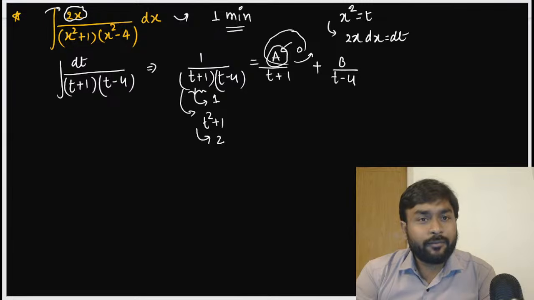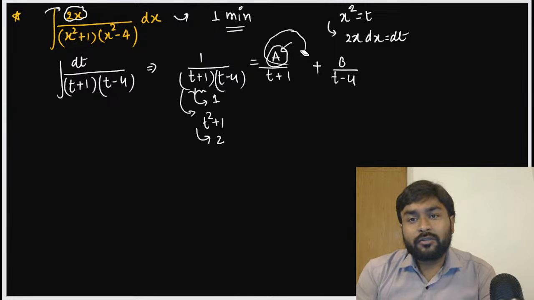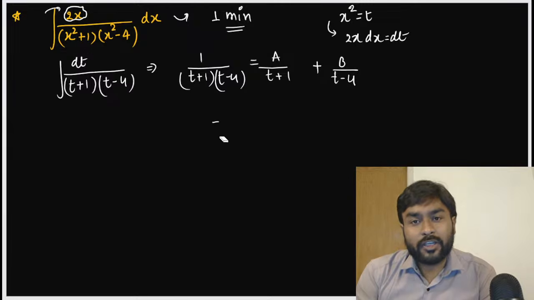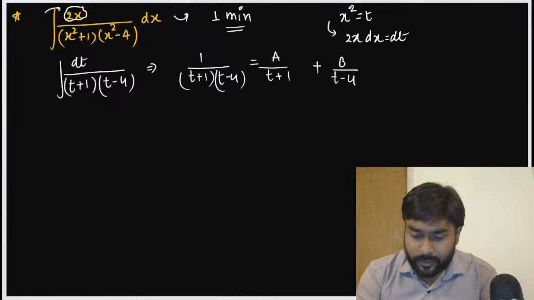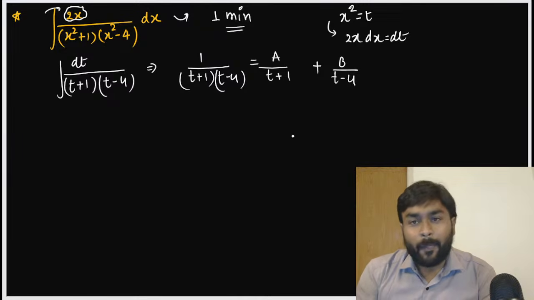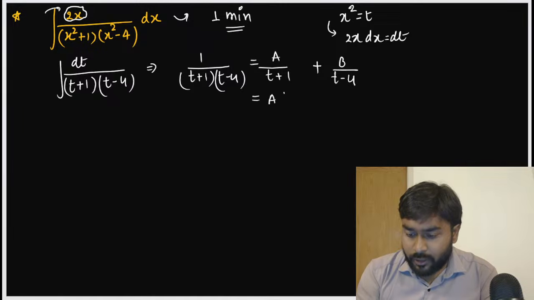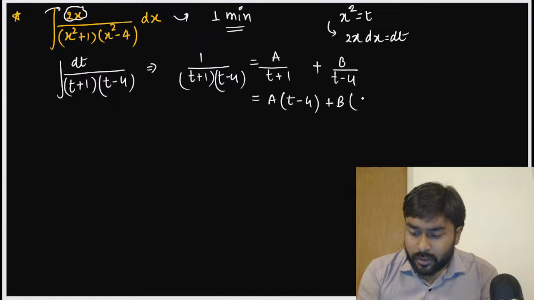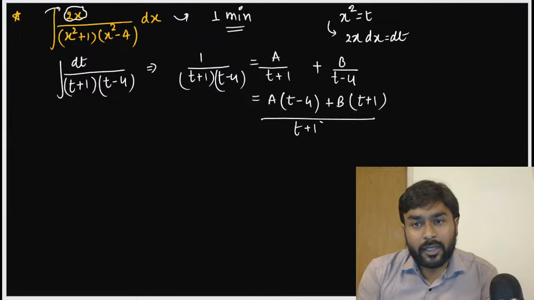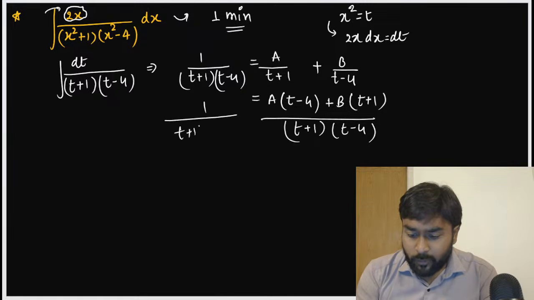Then a and b we need, a and b we will try. So the normal method we have, we will apply. Means we will take what? We will take the LCM, then easily we will write. So LCM is saying A into t minus 4 and then here plus B into t plus 1. This you can write. In the denominator you can write t plus 1 and t minus 4. Correct? Here you will write 1 by t plus 1 into t minus 4.